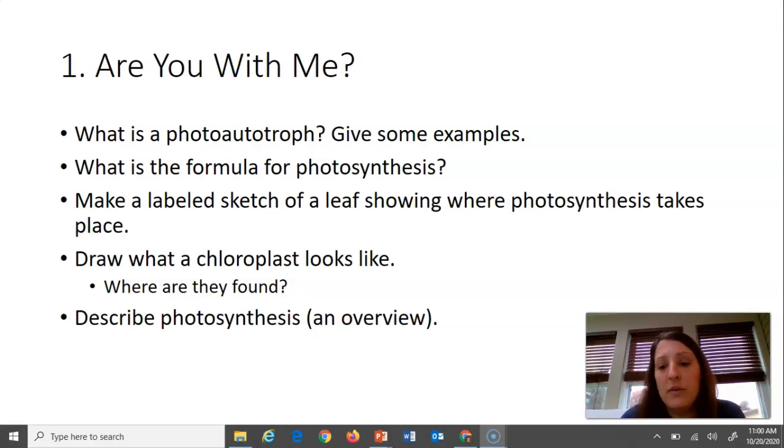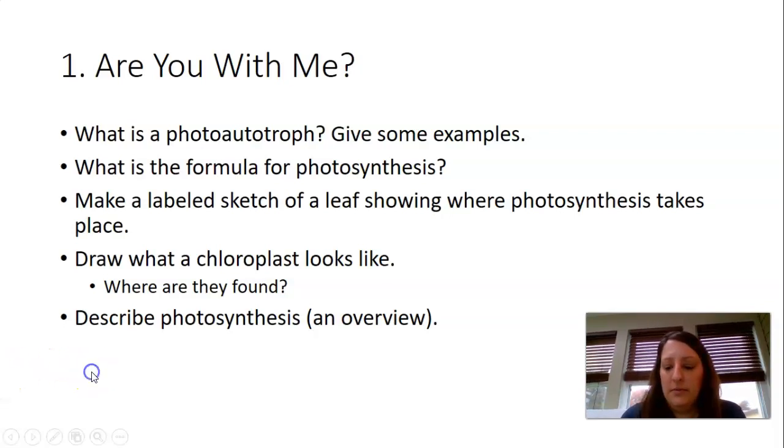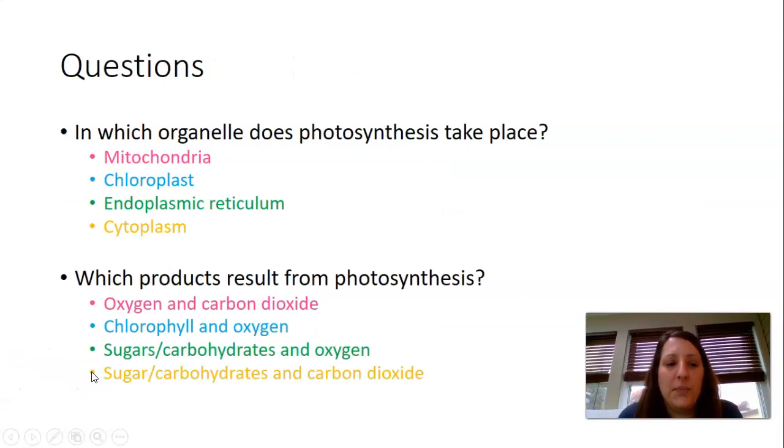All right, before you go on too, I have a couple of questions for you. So here's the first one, the first slide. In which organelle does photosynthesis take place? So not which organ, not which cell type, but which organelle. Is it the mitochondria? Is it the chloroplast? The endoplasmic reticulum? Or does photosynthesis take place in the cytoplasm? Go ahead and answer that.